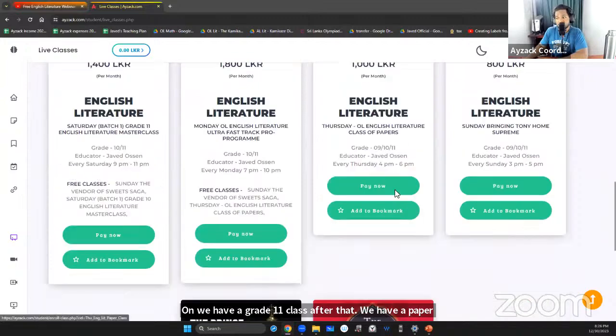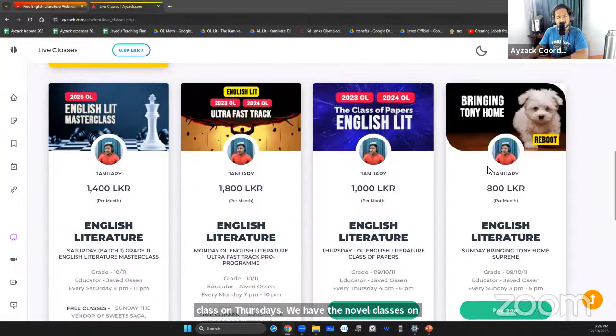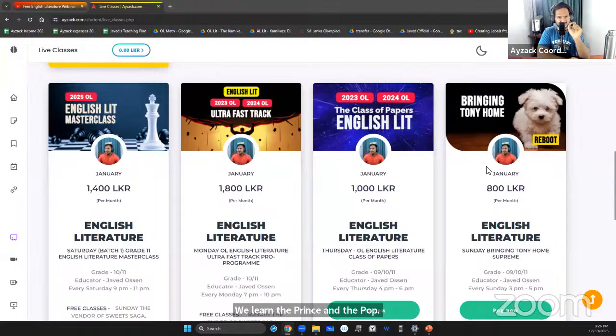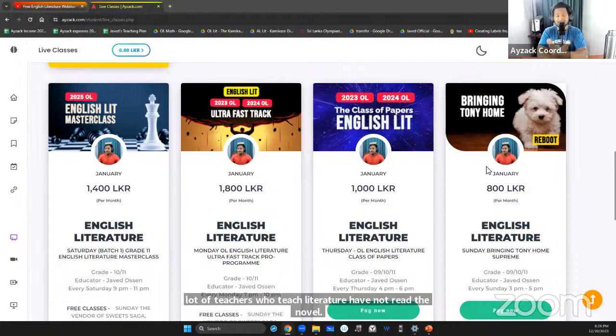And remember, your Javed Sir is the only teacher who teaches all 3 novels in Sri Lanka. Not a single teacher teaches all 3 novels properly in Sri Lanka. Every single week, we learn all 3 novels. We learn Bringing Tony Home. We learn The Prince and the Pauper. We learn The Vendor of Sweets. And a lot of teachers who teach literature have not read the novel. Can you believe that?